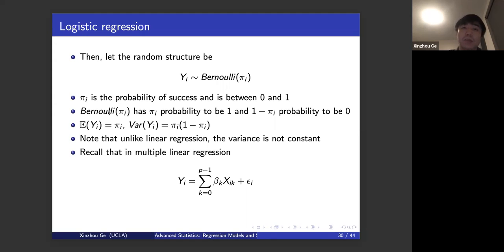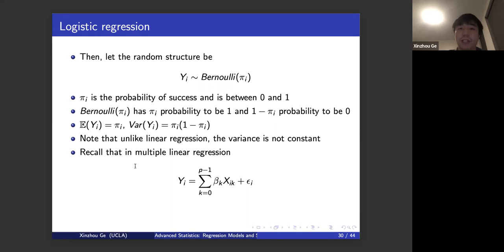The expectation of this random variable will be pi i, and the variance will be pi i times 1 minus pi i from its definition. If you use some mathematical calculation, we will have these results. So this gives us an intuition that if we want the yi's from the Bernoulli distribution with pi i as the parameter, we can somehow use a linear relationship to describe the relationship between yi and the predictors.